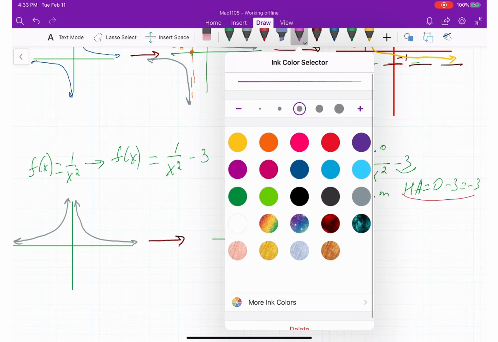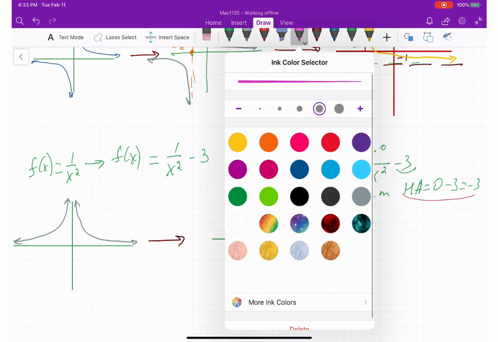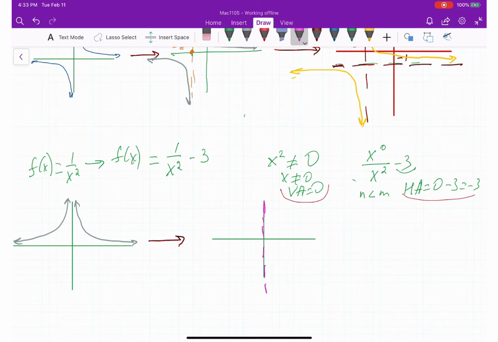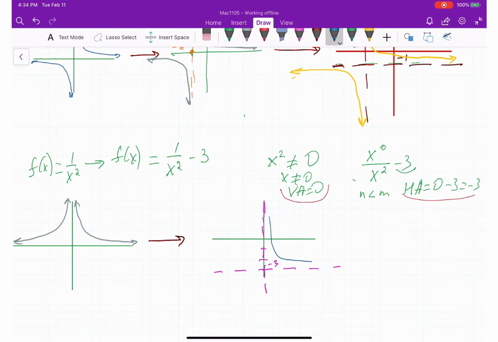Let me build the asymptotes. 0 is this one. And -3 is going to be our horizontal asymptote. And this is how our graph is going to look. Otherwise, the other way we learned is x doesn't have any shift, so the only shift is in y, so bring it down by 3. That's another way to do the transformation.